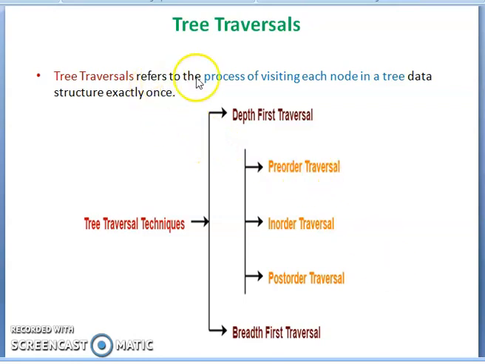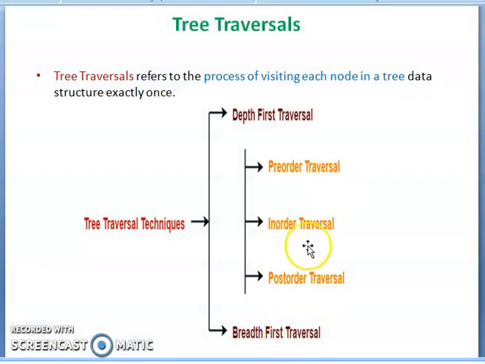Tree traversal refers to the process of visiting each node in a tree. Tree traversal is nothing but visiting each node in a tree exactly once. Now there are tree traversal techniques. There are two: one is depth first traversal and the second is breadth first traversal. Under depth first traversal, there are three traversals: pre-order traversal, in-order traversal and post-order traversal.